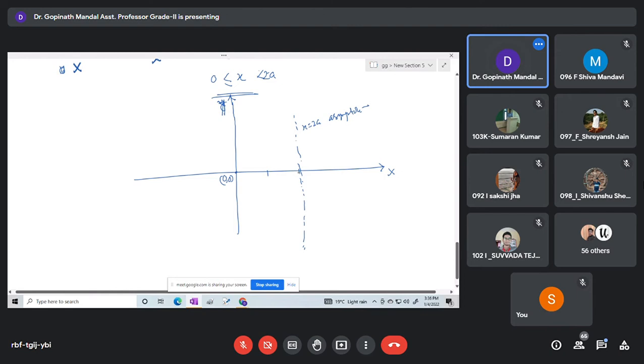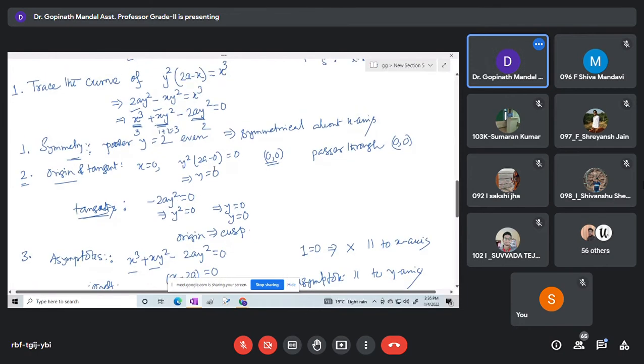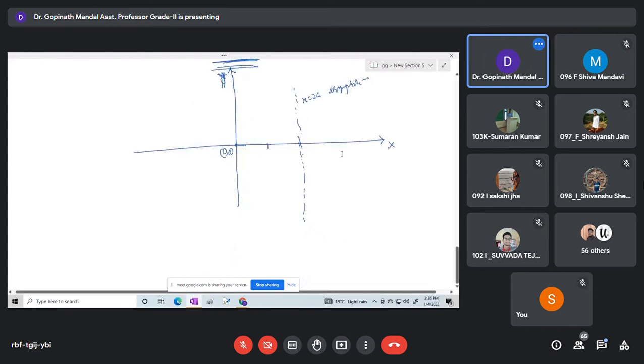Asymptote, and the curve lies between x value 0 to 2a. So the curve lies between this region, 0 to 2a, and it is symmetrical about what? Symmetrical about the x-axis. This is the x-axis, so symmetrical about the x-axis. The upper part and lower part will be the same.